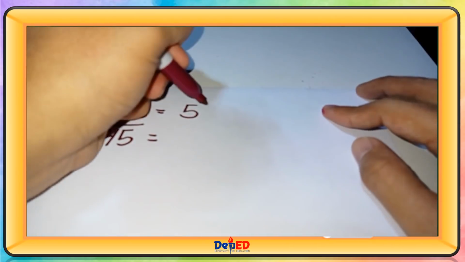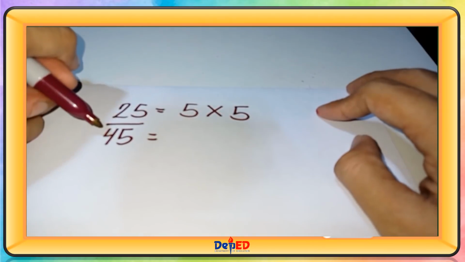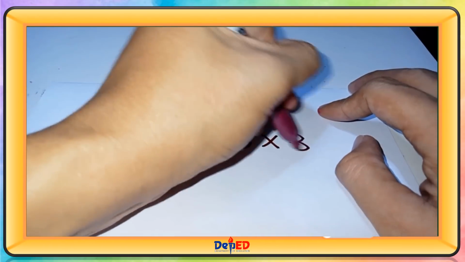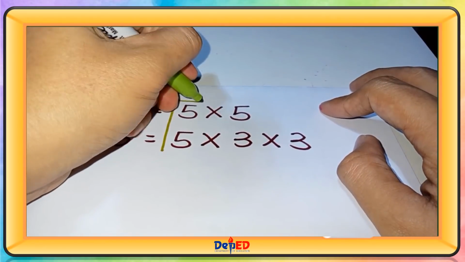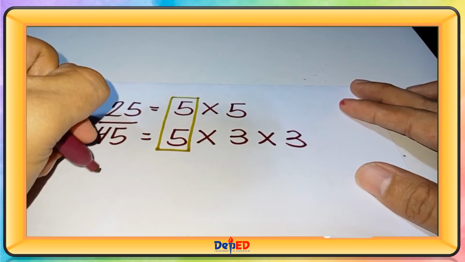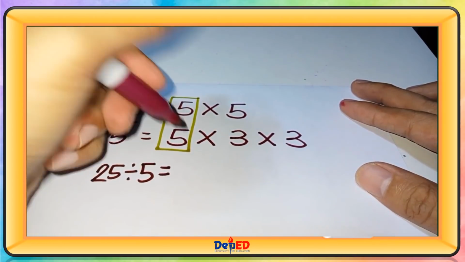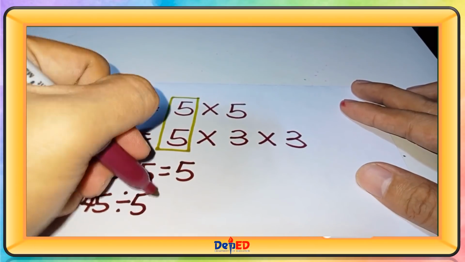25/45. The prime factor of 25 is 5 times 5. 45 is 5 times 3 times 3. We have one common factor in each number, 5. 25 divided by 5 equals 5. 45 divided by 5 equals 9.